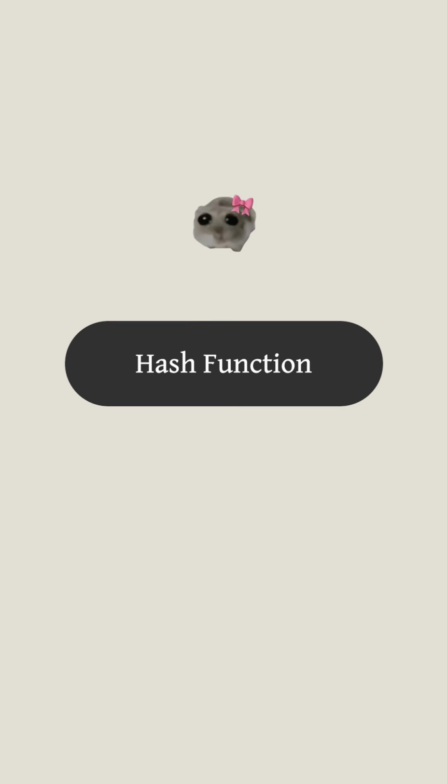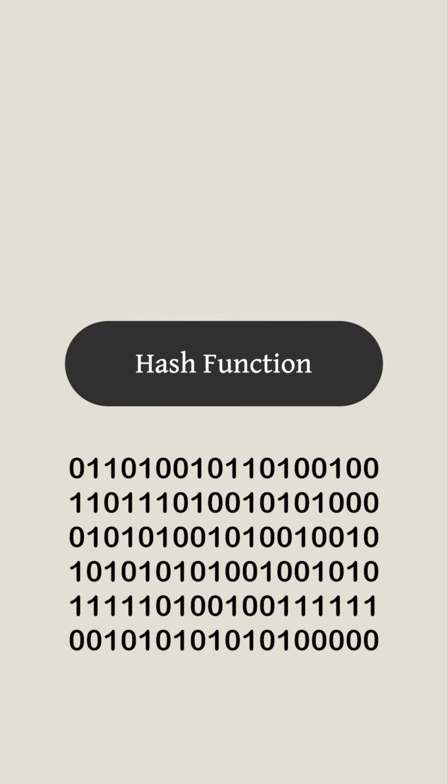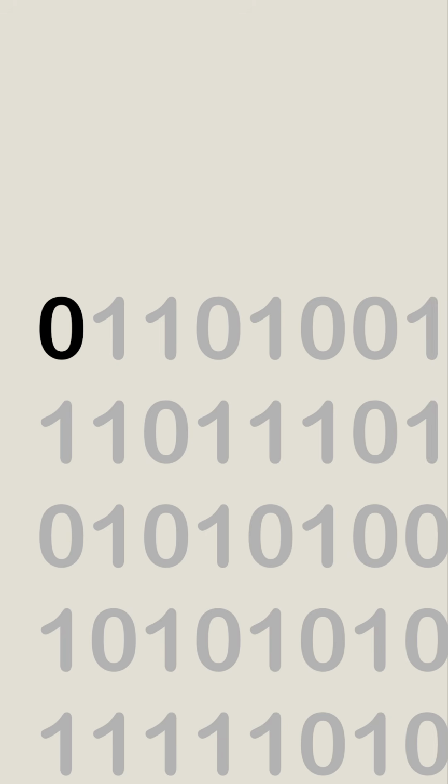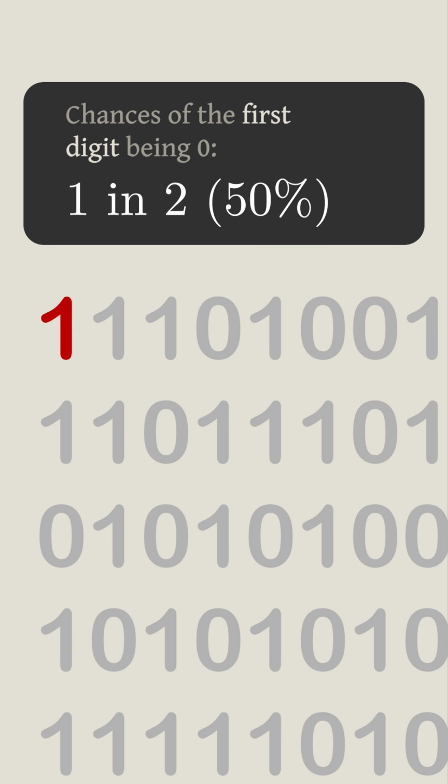Here's how it works. Every time a user connects, you hash their ID, which gives you a binary string of zeros and ones. Let's look at this string more carefully now. Since this is binary, the starting digit of the hash can be 0 or 1, meaning that there's a 1 in 2 chance that the first digit of a hash is 0.